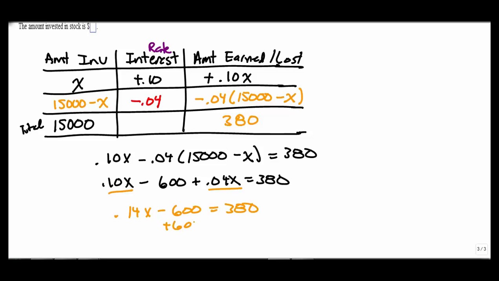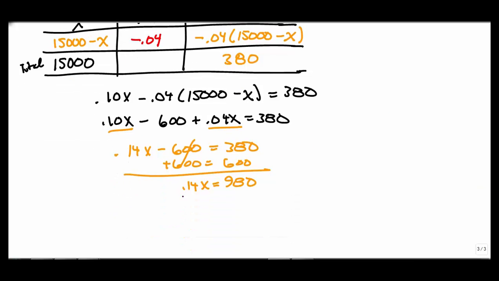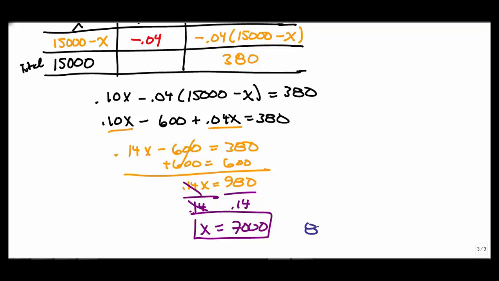Add the 600 to both sides. And I have 0.14x equals 980. This looks familiar to a problem we just did. So we divide both sides through by 0.14. Now remember, 980 from above was divisible by 7, and it went an even amount of times, so I think it's also divisible by 14, but we need to divide by 0.14, and I get 7,000 here. Well, I know that my other account has to be then 8,000, because they have to add up to 15,000.